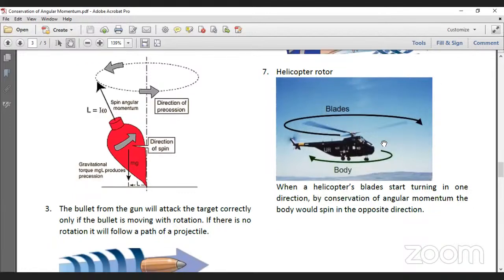When the helicopter blade is rotating, to conserve the momentum the helicopter body would rotate to the other side. To avoid that rotation, there's a small rotor blade at the end of the helicopter, called the tail blade, a small fan-like thing. It rotates and avoids the rotation of the body, keeping it in motion.